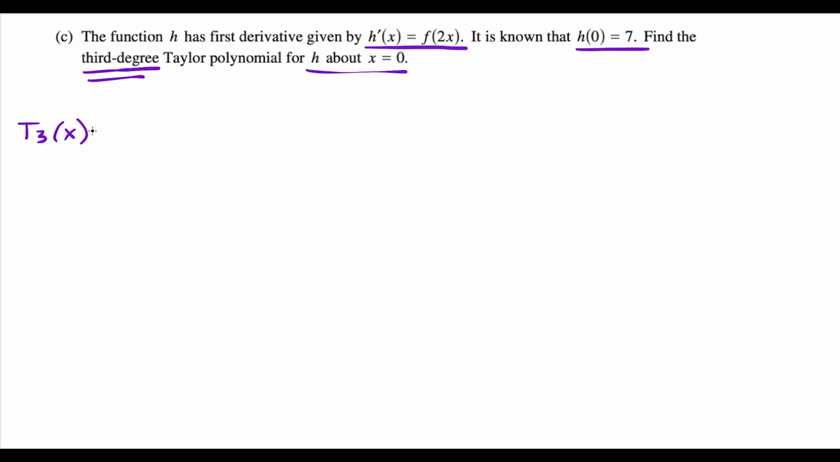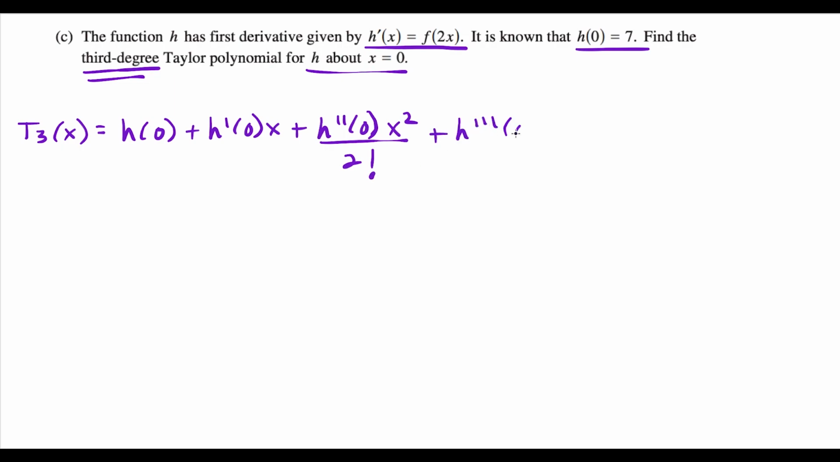We have t sub 3 of x because we already used p sub 3 to define the function in part B. So we're going to call this one t sub 3 of x, and this is going to be equal to h of 0 plus h prime of 0 times x, and then we have plus h double prime of 0 x to the second over 2 factorial, and then the last term is going to be h triple prime of 0 x to the third over 3 factorial, and we're stopping here because we're writing a degree 3 Taylor polynomial.